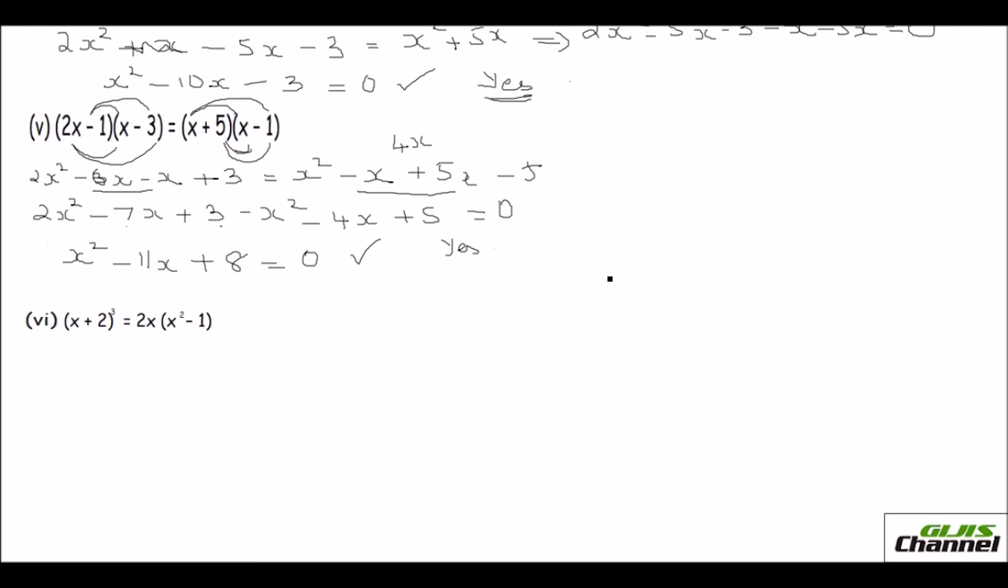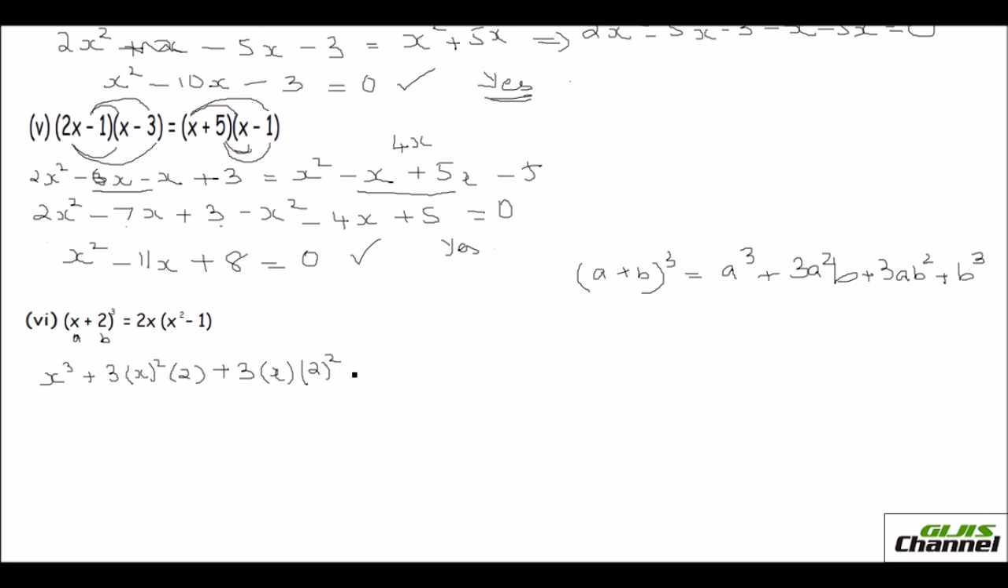So I would like to remind you the formula of a plus b the whole cube. So a plus b the whole cube is a cubed plus 3a squared b plus 3ab squared plus b cubed. Okay, I'm just going to apply this here. Here my a is x and b is 2. So when I expand this, it is a cubed, that is x cubed. Then you have plus 3a squared b, right? So that is plus 3, a squared is x squared, b is 2, plus 3ab squared. So a is x, b is 2 the whole squared, 2 squared, okay? Plus b cubed. B cubed is 8. 2 cubed is 8. Okay.